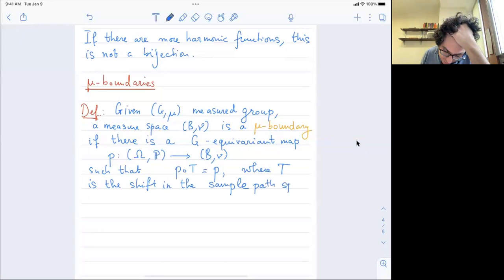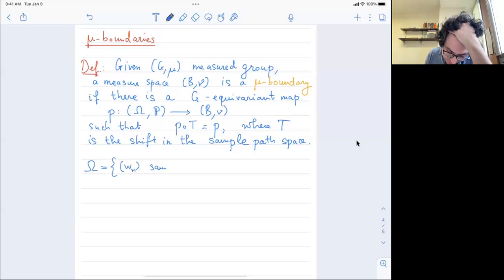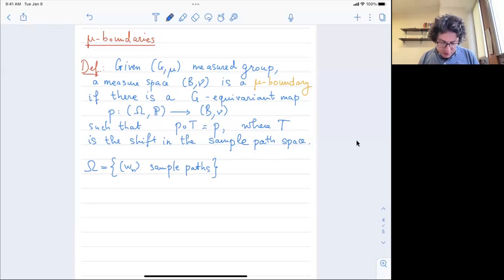So let's unravel this definition. So what is T, first of all? T is a shift. So again, omega: recall that omega was the space of what we call Wn, simple paths. So infinite sample paths. It is a product of infinitely many copies of G, but we interpret those as the locations of the walk. And then we have this measure P, which came from pushing forward the product measure on the space of increments. So P is a natural measure on the space of simple paths.